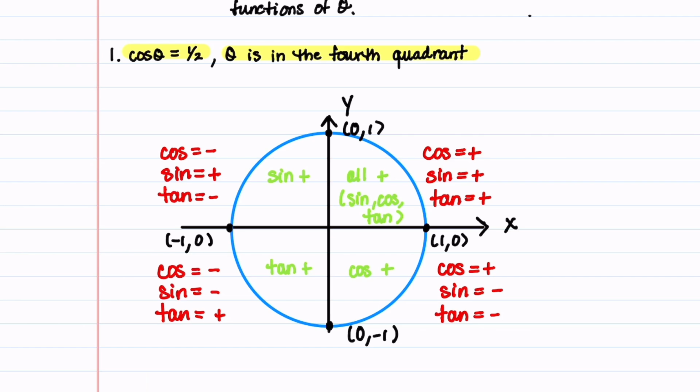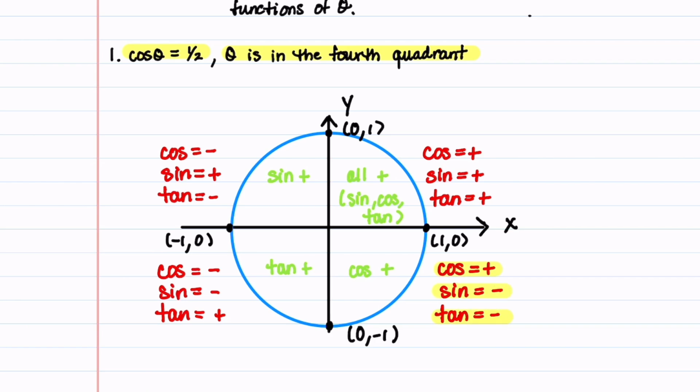Since theta is in the fourth quadrant, we need to know the signs of the trigonometric functions in this quadrant. I've placed a chart here that will help us. I have a video that I've linked above on how to memorize signs of trigonometric functions if you need to review that concept. In the fourth quadrant, cosine is positive, sine is negative, and tangent is negative.